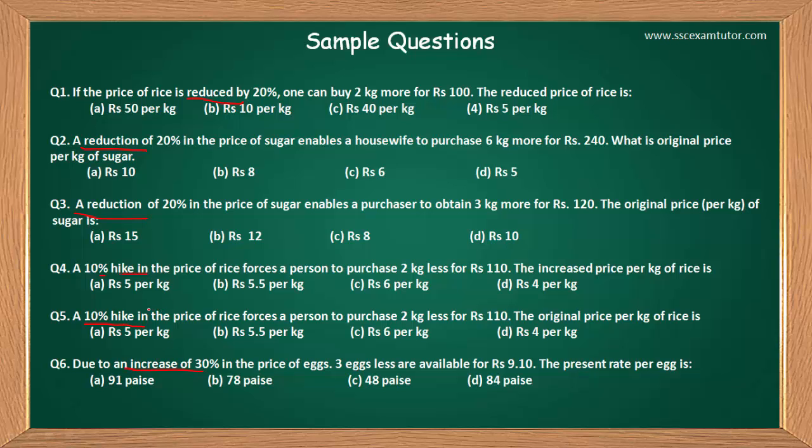In these questions, you are asked either to find the reduced price, as in question number 1, or the original price in question number 2 and 3. In question number 4, you are asked to find the increased price, and in 5, you are asked to find the original price. Okay. So let's see how to solve these questions using the shortcut trick.